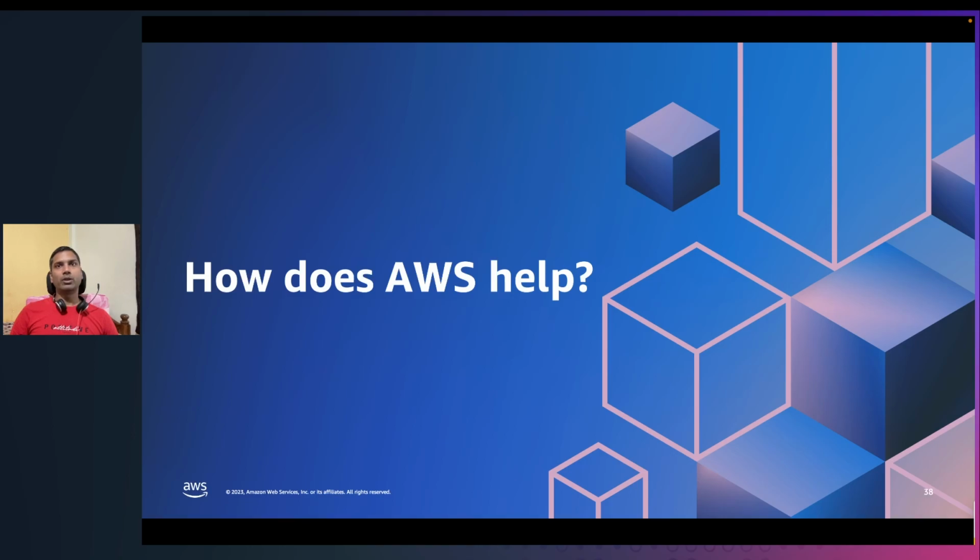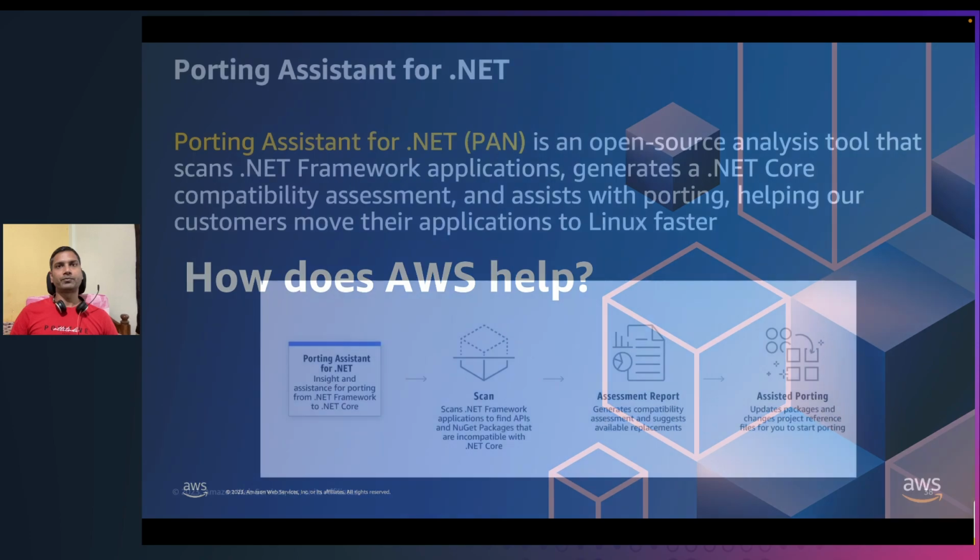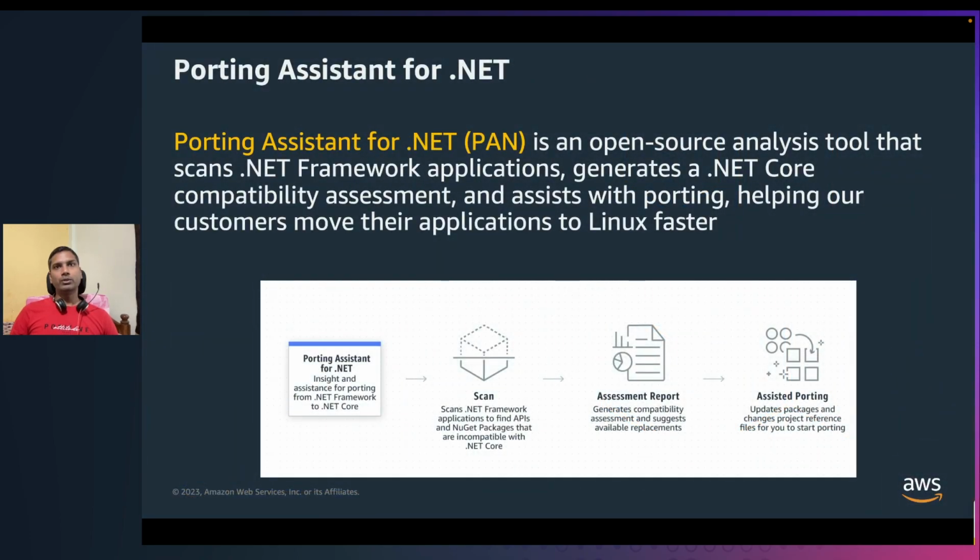To help you with the porting process, AWS has a tool called Porting Assistant for .NET. It is an open source tool which can help you identify incompatible APIs and NuGet packages in your application by scanning its source code. It can also port 60 to 70% of your code to .NET automatically and help you find the remaining incompatibilities and relevant resources so that you can port the remaining code easily.